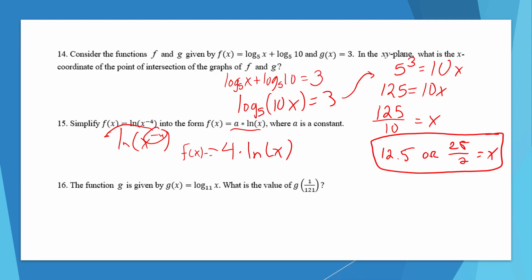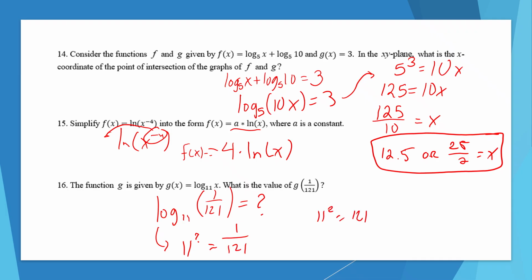All right, 16. The function g is given by g of x is log base 11 of x. What is the value when you plug in 1 over 121 for x? What is this equal to? And so let's convert this to exponential form. That's going to be 11 to what power will get us 1 over 121? Well, I know 11 squared is equal to 121. So then 11 to the power of negative 2 should be 1 over that. So then negative 2 should be our answer. So this should be negative 2 there.